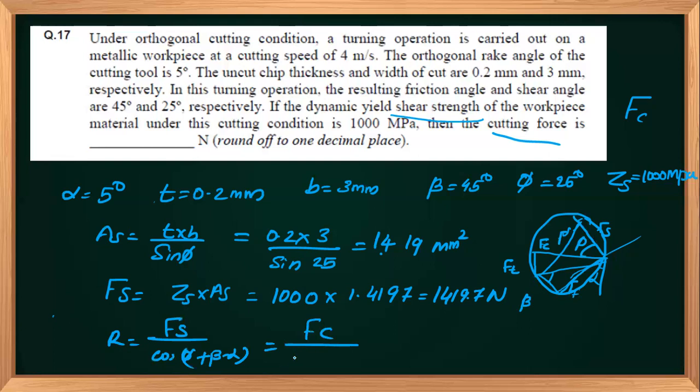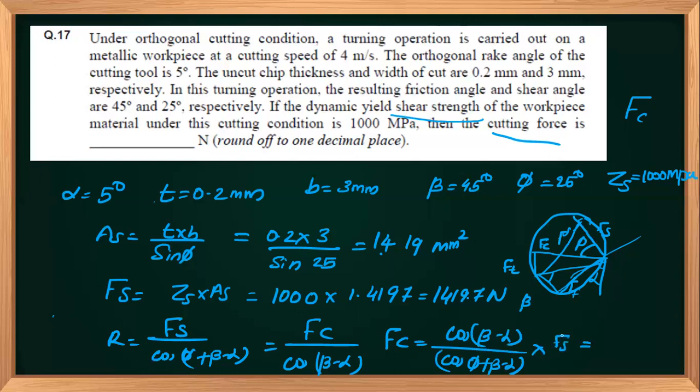If it is given, it will be cos(beta minus alpha). So from this one, we don't have to find out R. We can directly multiply this one, which will be equal to Fc, which is what we have to find out. So Fc = cos(beta minus alpha) divided by cos(phi plus beta minus alpha), multiplied by Fs. You can find it out.